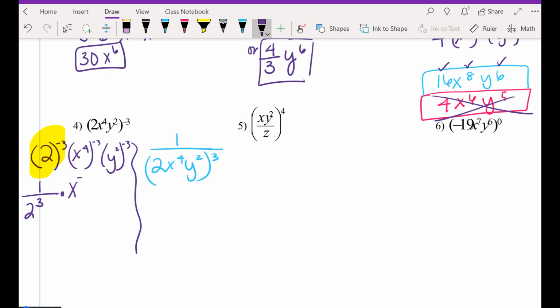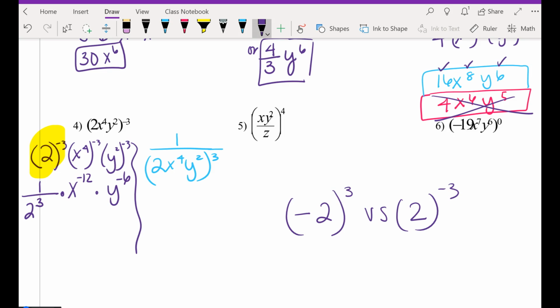So now it's x to the negative 12, and then y to the negative 6. Okay. I thought just instead of the whole number, you would just keep a negative 8 on the numerator. No, it has a negative exponent. A negative 2, Hannah, to the 3rd power versus a 2 to the negative 3 power are very different. So this right here, Hannah, this will be a negative 8. That is definitely true. Versus this is a positive 1/8. Do you guys see the difference between the two?